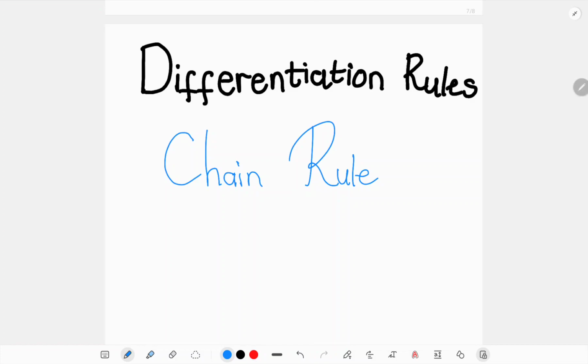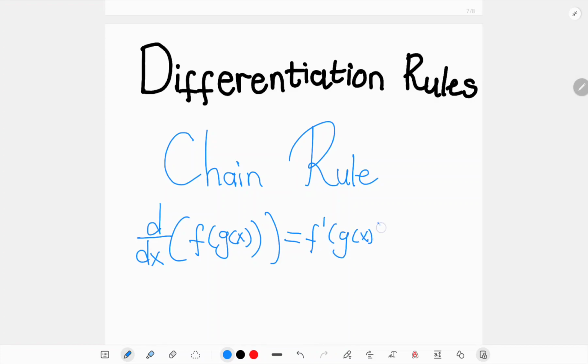So let's say we have d over dx of f of g of x, right? So this is a composite function, right? It's a function inside a function. So we first find f prime of the whole thing, then we multiply by the derivative of the inside function. I like calling it the inside. So that's it, right?